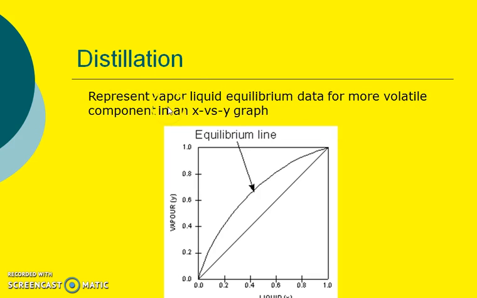So first of all, we have to draw the graph x versus y. y is the more volatile component in the vapor phase, whereas x is the more volatile component in the liquid phase. So this is the graph which is obtained when the graph is drawn. So this is the equilibrium graph.